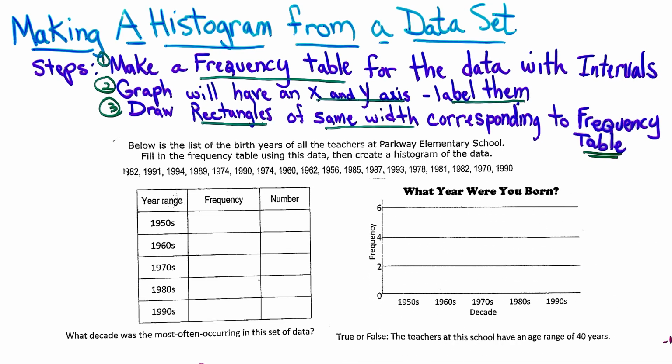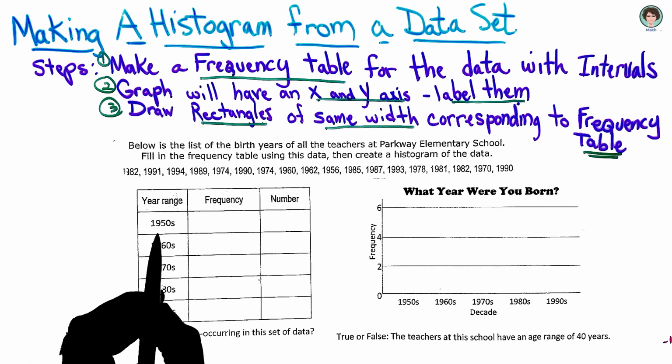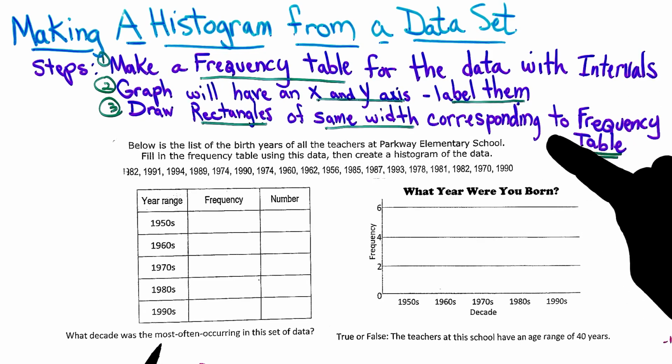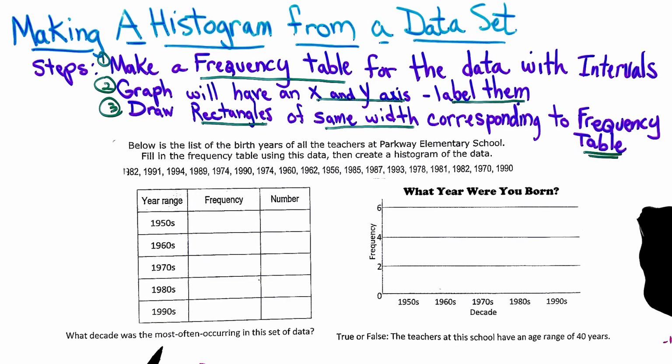So notice my frequency table that I set up. I have my ranges for my years. So these are my intervals. I'm going to mark a tally mark for anyone that was born in the 50s, the 60s, the 70s, the 80s, and the 90s. And we're just going to go ahead and put a little dot or mark our data so that we can see that we made sure we get everything.